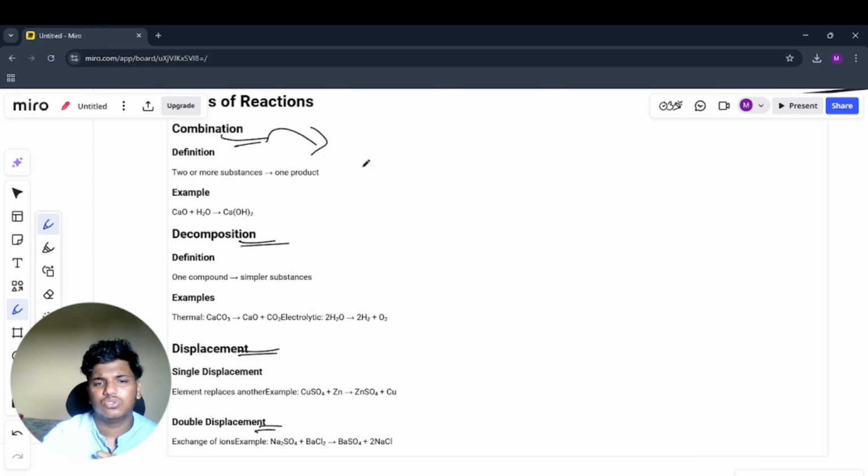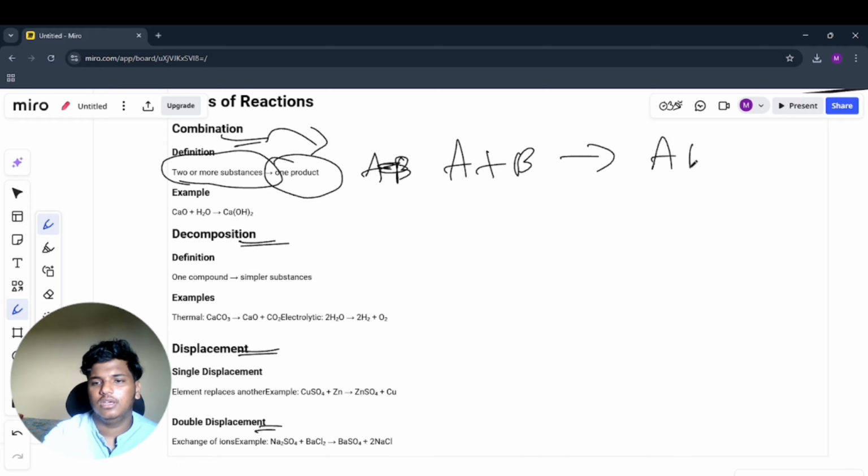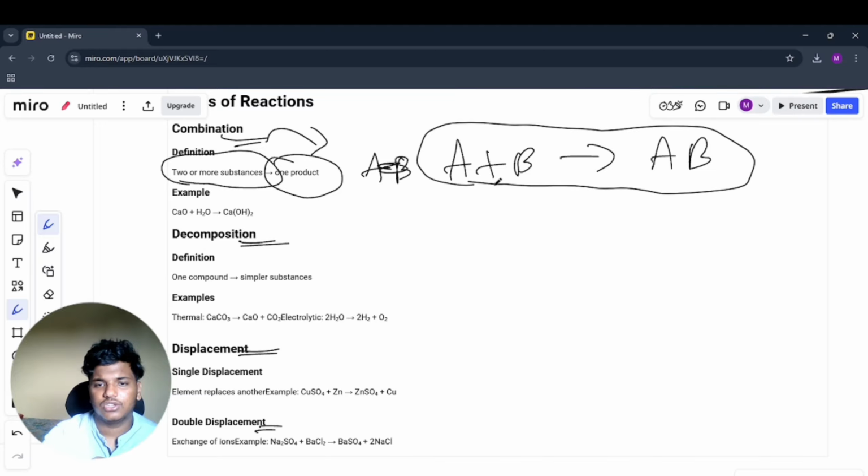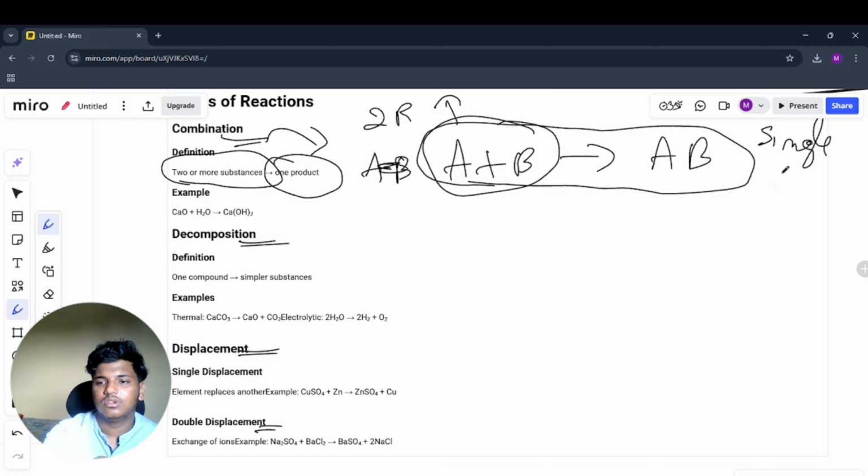Combination is a reaction in which 2 or more substances combine to form a single product. That is known as combination. Example, if you take a substance, something like A plus B, it forms AB. This reaction is known as a combination reaction. As we can see, we have 2 reactants, but a single product.